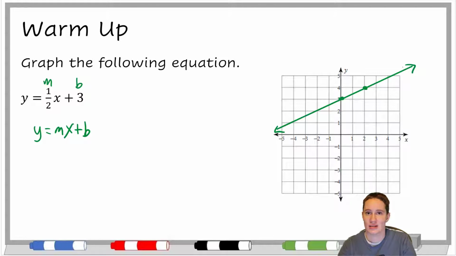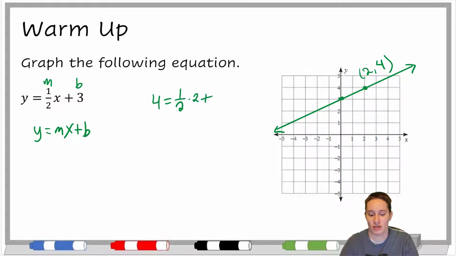If we pick a point that's not on the line and we plug it in, we should get something that's not true. So for instance, we could pick out this point (2, 4), and we could say 4 equals 1/2 times 2 plus 3. And we could say, is this a true statement? Well, 1/2 times 2 is 1, because the 2's cancel. And that's 1 plus 3, which, yeah, that does equal 4. So that's a point on the line that gives us a solution to this equation.